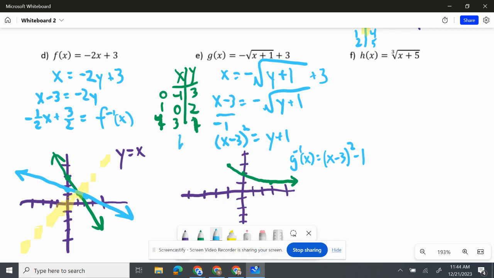Once again, I'm going to switch my x and y's. So my x values are now 3, 2, 1. My y values are now -1, 0, and 3. So (3, -1), (2, 0), and (1, 3). And we can see clearly that it goes through the line y equals x.